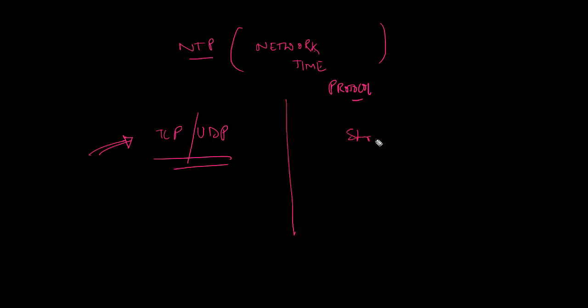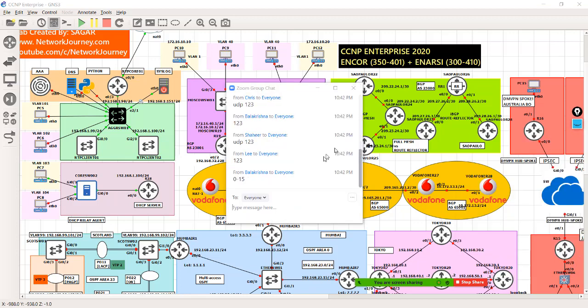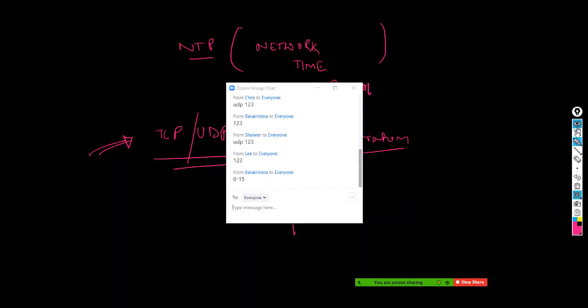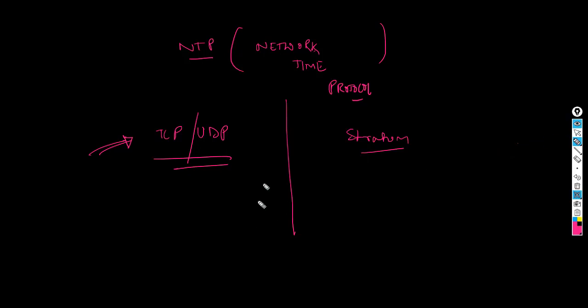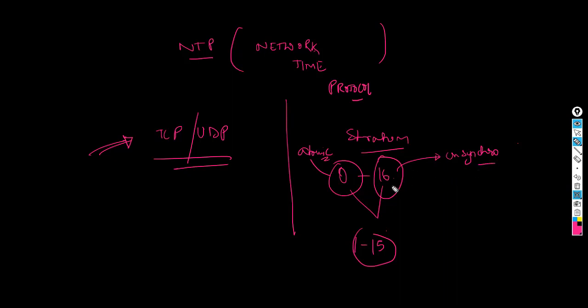What is the stratum range? Okay, so it's 0 to 16, but the good ones are 1 to 15. 0 being atomic source, which we cannot use, and 16 being unsynchronized. So that's a bad example. So it's 1 to 15.